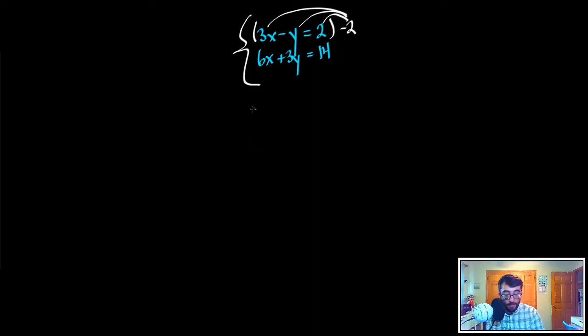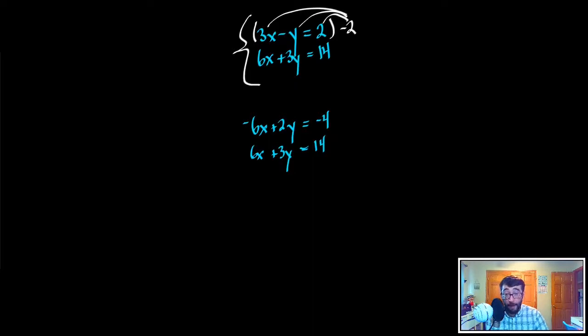I'm going to rewrite these down here. So that would become 3 times -2 is -6, so that would be -6x. -2 times -1 is +2, so that would be +2y is equal to 2 times -2 is -4. And I didn't have to multiply the bottom equation by anything because it's already 6x. It's already the opposite. Notice how one is -6, the other is +6. So that's ultimately what we want.